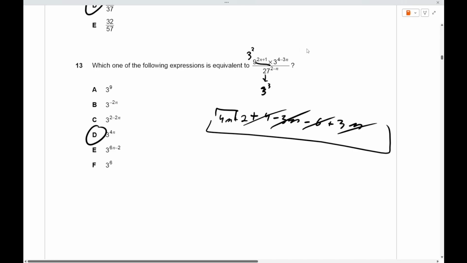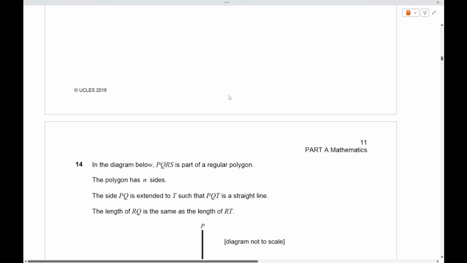Really simple again. People might get stuck on this and waste way more time putting it on powers of 3 and so on. But you're only interested in the actual powers. You use the power rules, exponential rules, and it's really simple. You just have to be really quick with it. The next question.